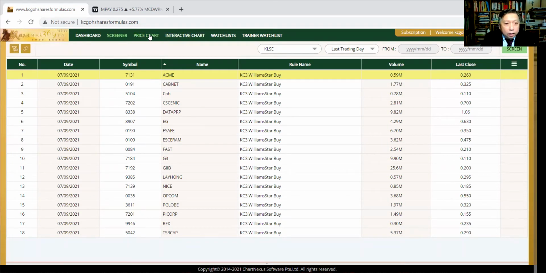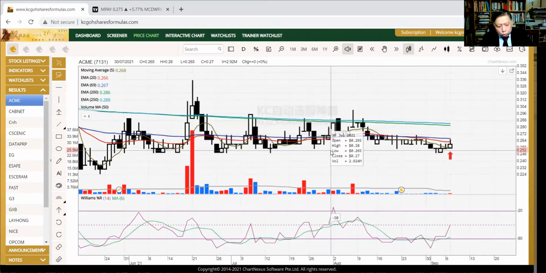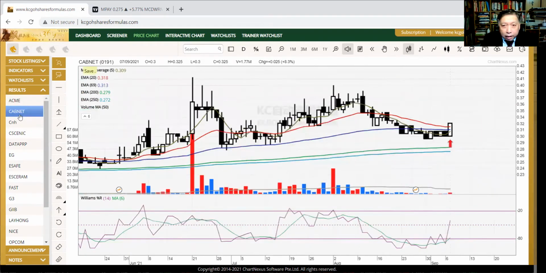We can go through them one by one, but I'm not going to go through all the stocks. I'm just going through three of them, to guide you on how I use the screener on my software. Earlier on I have already checked through them one by one. You need to go through each one and check whether it is a real buy, things like that. So I'm going to click this CapNet.